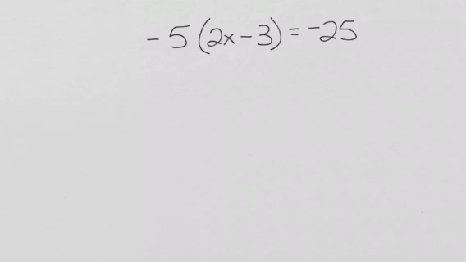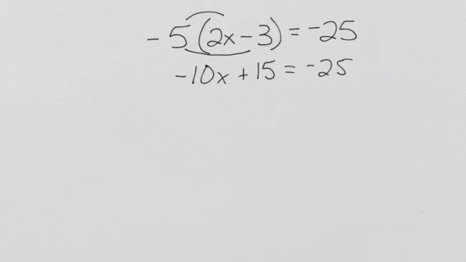And now for our last example. It has a few extra things in it, but I think you can figure it out. We do negative 5 times 2x will give us negative 10x. Negative 5 times negative 3 will be plus 15, equals negative 25.